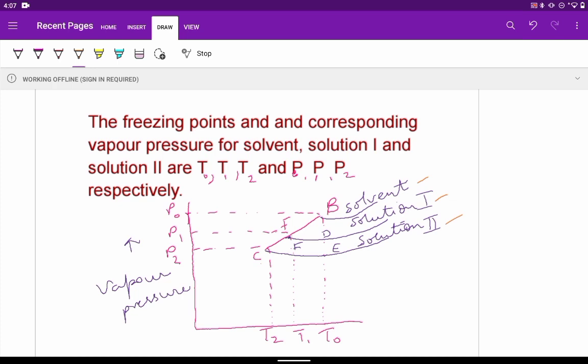And correspondingly we find that T0, T1 and T2 are the temperatures: T0 is for the solvent, T1 is for solution 1 and T2 is for solution 2. Their corresponding vapor pressures will be P0 for the solvent, P1 for solution 1 and P2 for solution 2. So this is the graph.